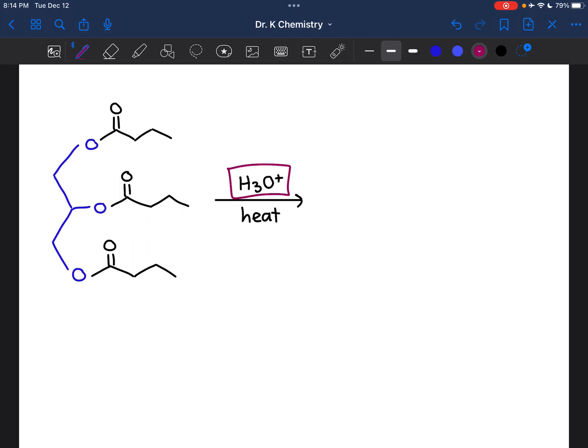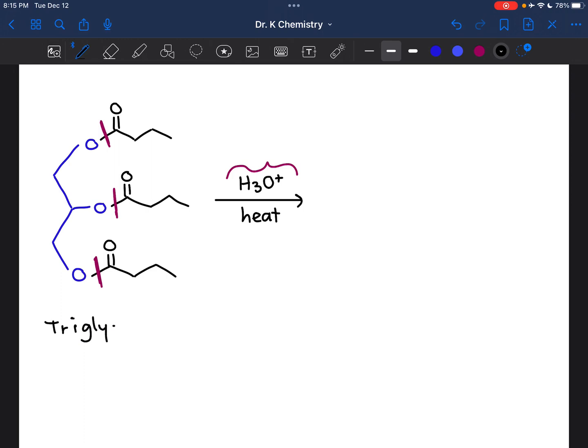And just like with ester hydrolysis under acidic conditions, we have an acid serving as a catalyst and we have heat. The fact that we have H3O+, you can think about it as an H+, so an acidic proton, and a water molecule. So that means there is water in solution here that is going to hydrolyze this molecule. So I'm going to go through and I'm going to break every ester bond.